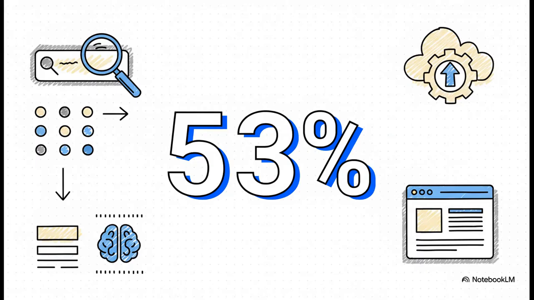53%. Just let that sink in for a second. That's how much of all website traffic comes from organic search. It's the single biggest way we discover information, products, you name it, online. So understanding this world, whether you're a searcher or a creator, has never been more critical.